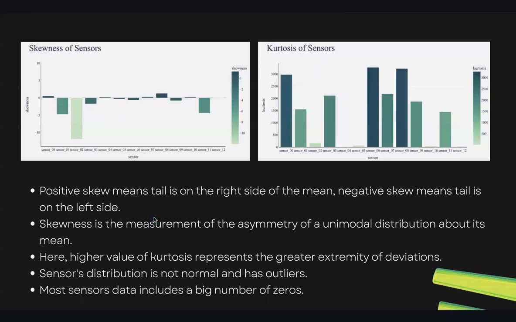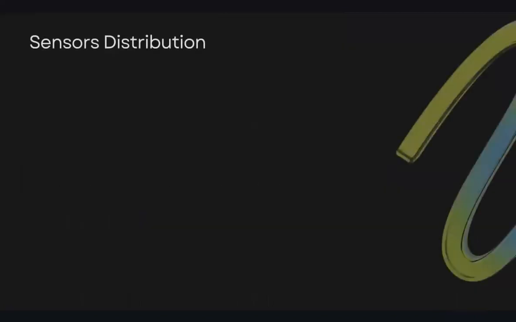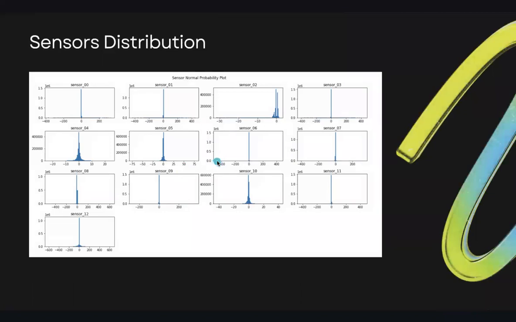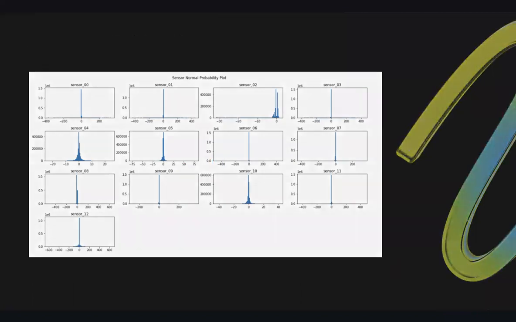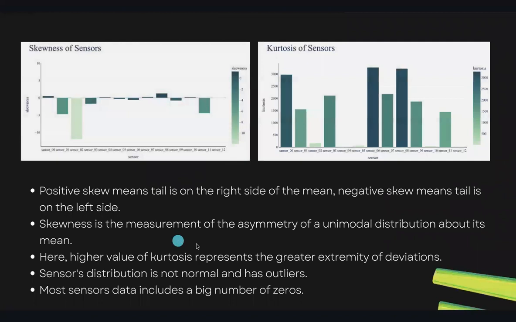Skewness is the measurement of the asymmetry of the distribution about its mean. And for kurtosis, a higher value means greater extremities of deviation from its mean. The sensor distribution is not normal, and most of the sensors have outliers. Most of the data of sensors is clustered around zeros. A big number of zeros are present in each sensor data.